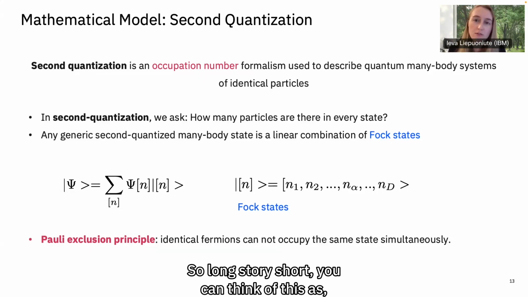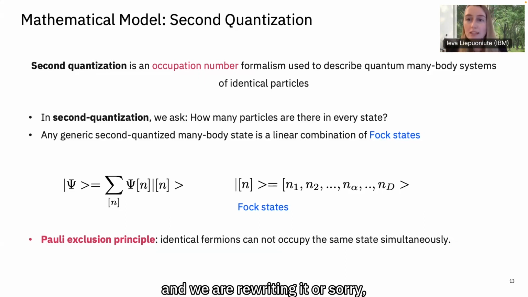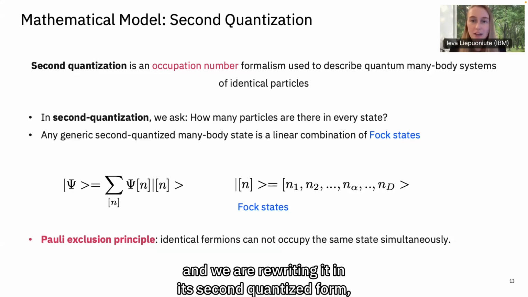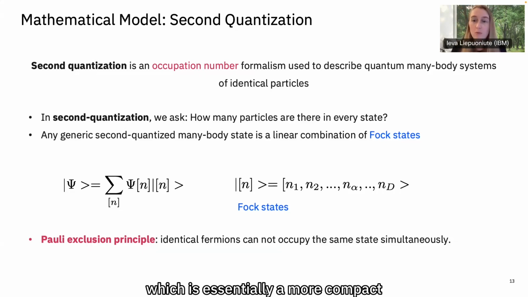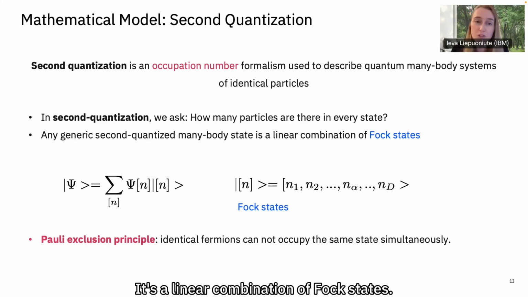Long story short, you can think of this as we are taking our molecular Hamiltonian and we are rewriting it in its second quantized form, which is essentially a more compact and just a more useful form to rewrite our molecular Hamiltonian to. And so you can see that our wave function is essentially a sum of different Fock states. It's a linear combination of Fock states, and these Fock states essentially have our particle number representation.